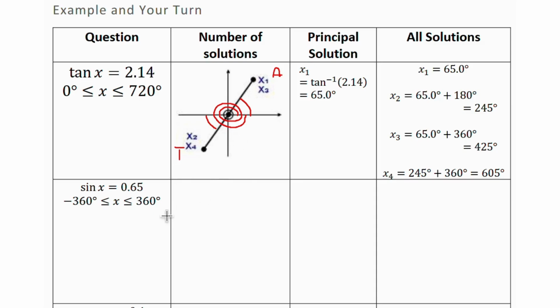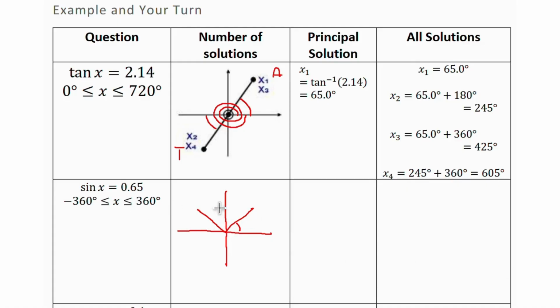So let's now look at sine of x equals 0.65 in the domain from minus 360 to 360 degrees. First of all, let's think about how many solutions there are. Sine of x is positive in quadrant 1 and quadrant 2. So we're looking for this angle here. How many times are we going to go round?